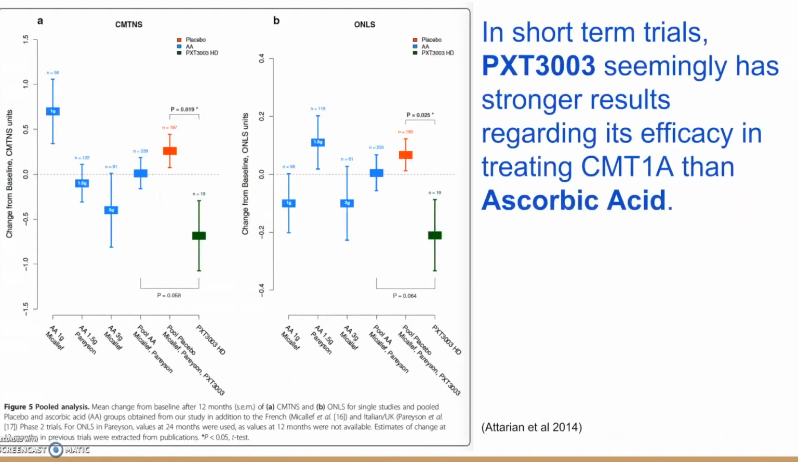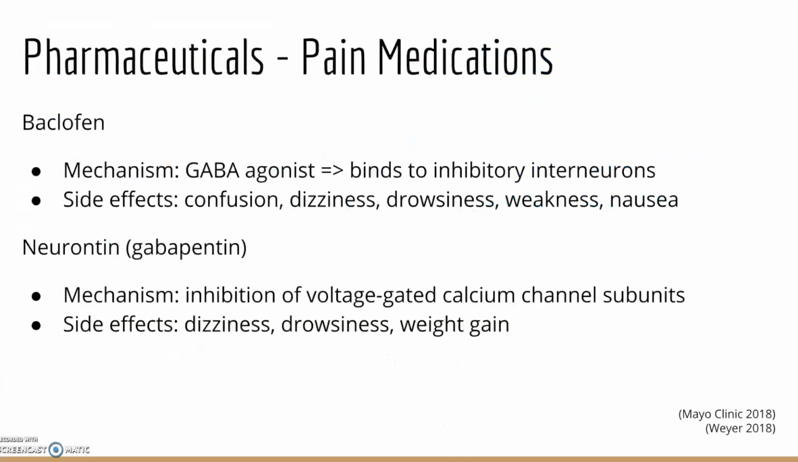This is a figure from the Atarian study that actually incorporated some of the data from the Pearson study, as well as another study that I did not highlight. It's a really great visual of where we are with CMT drug research as of 2014, specifically that there is nothing definitive, but PXT3003 looks promising, and ascorbic acid, while not as promising, is not necessarily worth ruling out.